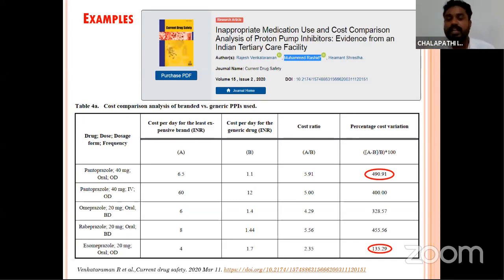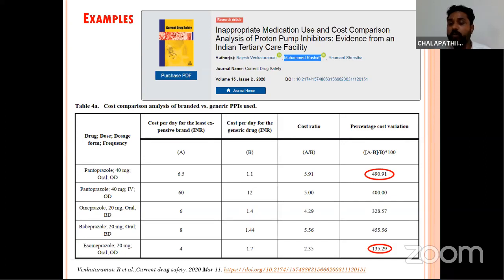For the first part of the study, we analyzed whether the pantoprazole they are using is appropriate or not. So inappropriate medication use was my first concern. Followed by that, we compared the proton pump inhibitor generic versus branded. And what we found, interestingly, was around 135 percent to 490 percent variation.